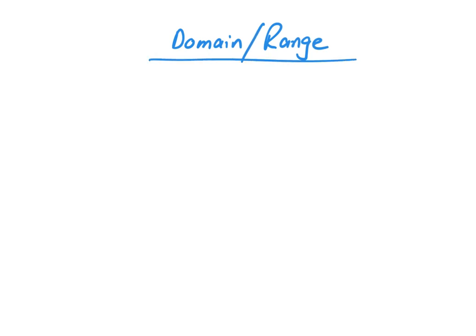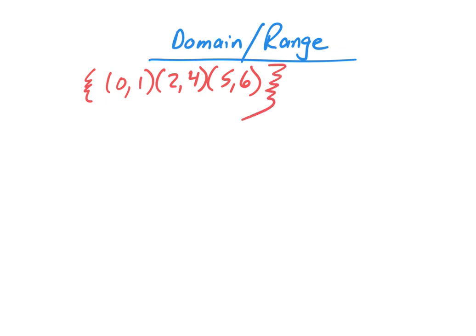All right, we're going to talk about domain and range, and there's a lot of different ways that we can identify domain and range. If I just give you a set of ordered pairs, it's pretty simple. Earlier, when I gave you a set of ordered pairs, then all I had to do was list it out, right?